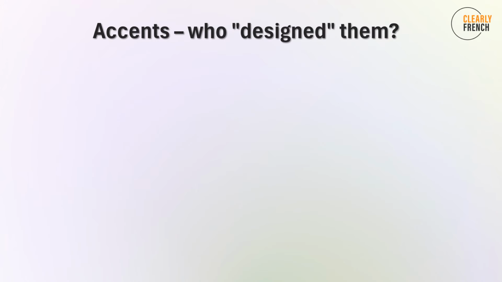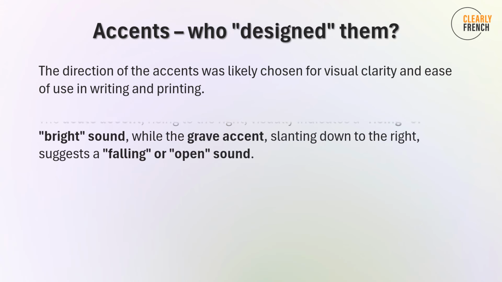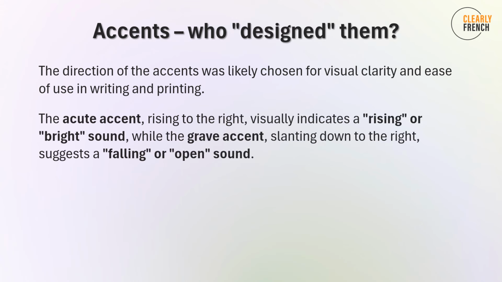The second question is, who actually designed them? Who decided what they should look like, what direction they have, etc.? Well, the direction was likely chosen for visual clarity and ease of use in writing and printing. The acute accent, which rises to the right, visually indicates a rising or bright sound, while the grave accent, slanting down to the right, suggests a falling or open sound.